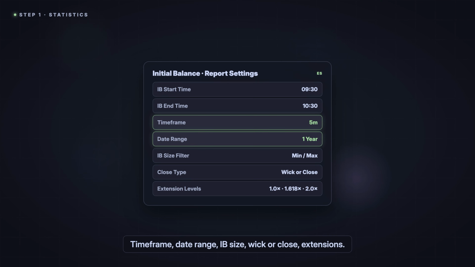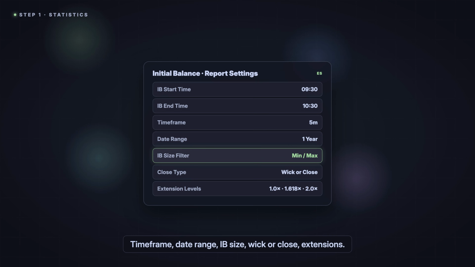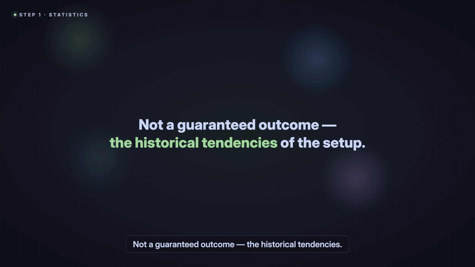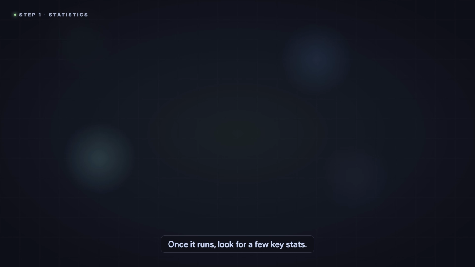I can choose the time frame, the date range, the IB size filters, whether a breakout is measured by wick or close, and what extension levels I want to study. The point is not to find a guaranteed outcome. The point is to understand the historical tendencies around the setup I'm about to trade.